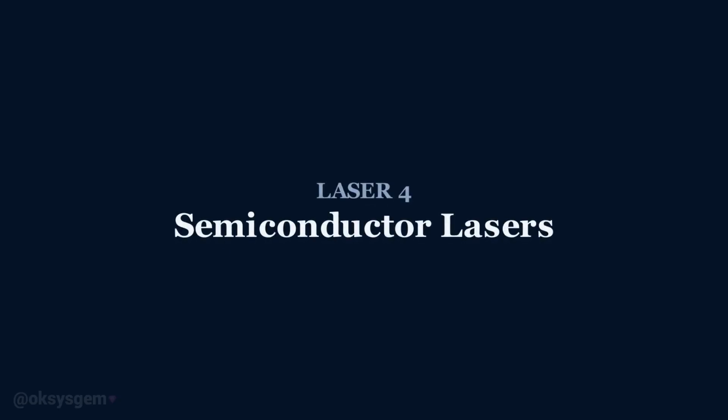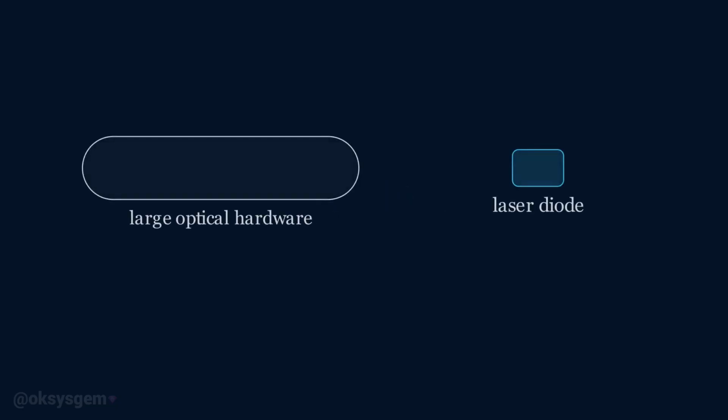Laser 4. Semiconductor lasers. The laser inside a Blu-ray player, fiber optic communication system, barcode scanner, or laser pointer may be dramatically smaller than a gas tube or crystal laser. It can be a semiconductor laser diode.